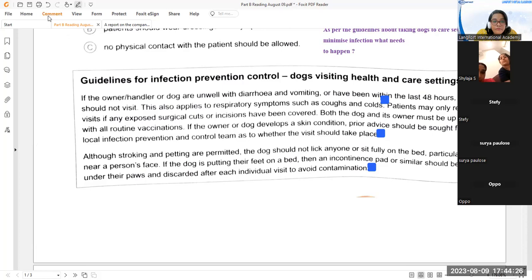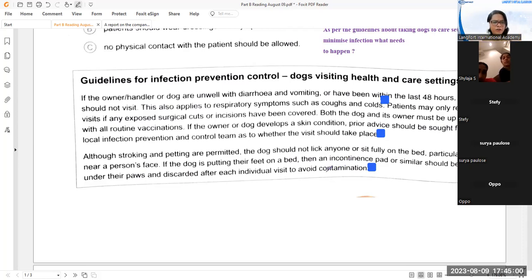Although stroking and petting are permitted, the dog should not lick anyone or sit fully on the bed, particularly not near a person's face. If the dog puts its feet on a bed, then an incontinence pad or similar should be put under their paws and discarded after each individual visit to avoid contamination.